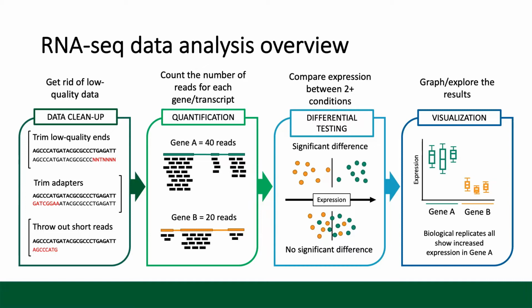Once you clean up your data, you can move on to the quantification step, which is basically just counting up the number of reads for each gene or transcript after aligning it, of course. And then once you get those read counts, you can move into differential testing. So in differential testing, you're basically comparing the expression between 2 or more conditions for your experiment and seeing if there's a significant difference in expression. And then once you get that, you can actually move into visualization, where you can graph and explore the results and visually see if you can find out any differences.